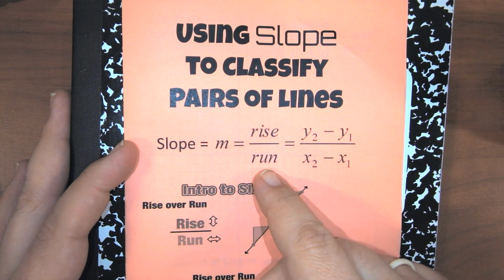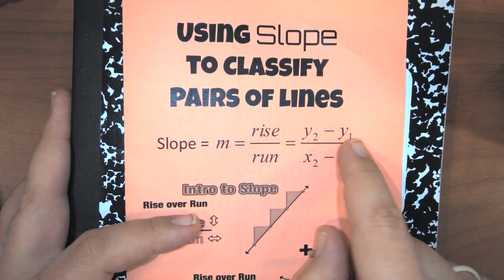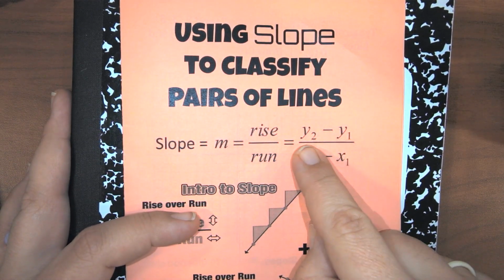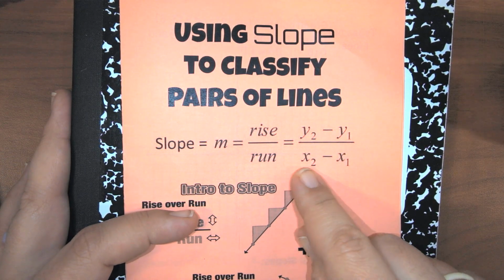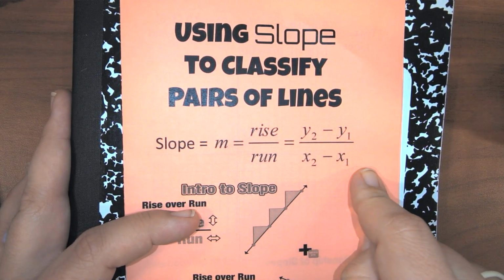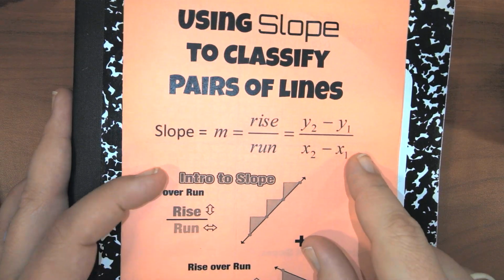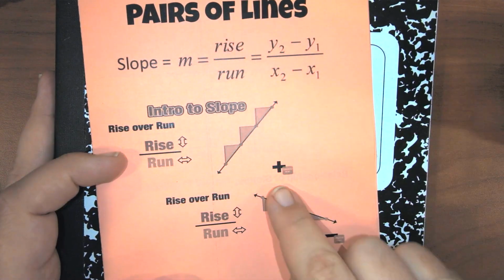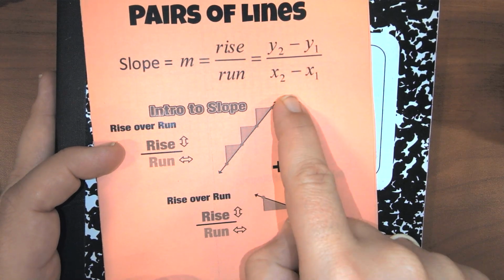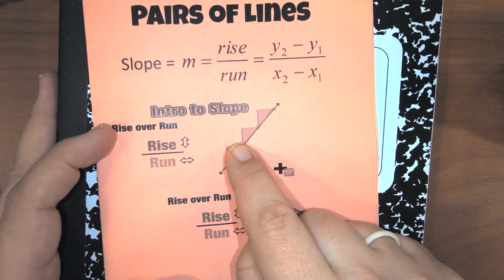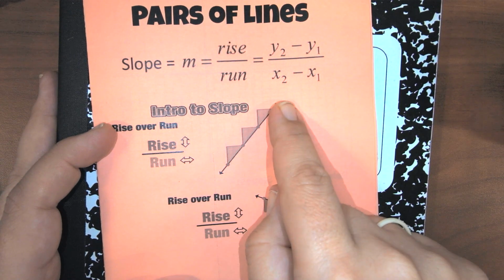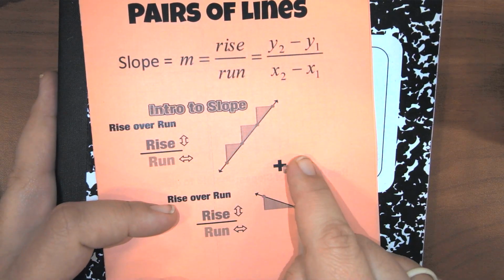We can count it from a graph using this. If you're just given the points, you can calculate it using this by subtracting the y's over subtracting the x's. Slope is usually a fraction, although sometimes it does reduce down just to a whole number. If you have a positive slope, you're usually going up as you go left to right. You're rising and running, and that would make it a positive slope.